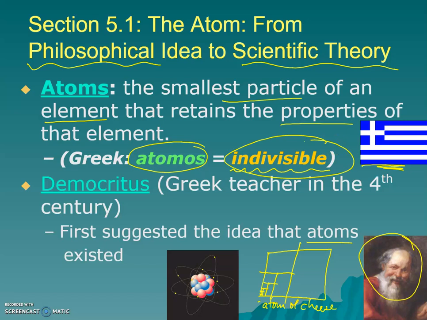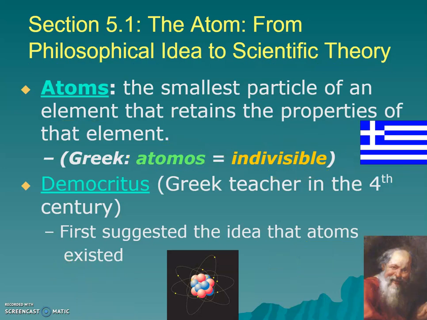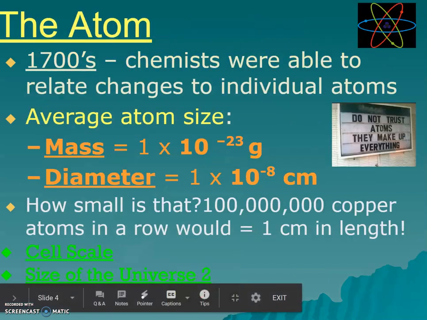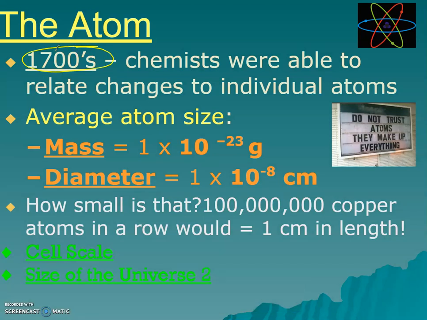Obviously there aren't elements of cheese on the periodic table, although that would be delicious. But that is the idea he came up with, for things like iron and copper and all these other kinds of things. That was mainly left out there for hundreds of years until the 1700s, when chemists were able to figure out things based on individual atoms. You should trust atoms. They really do make up everything, because they are the building blocks of our entire world.